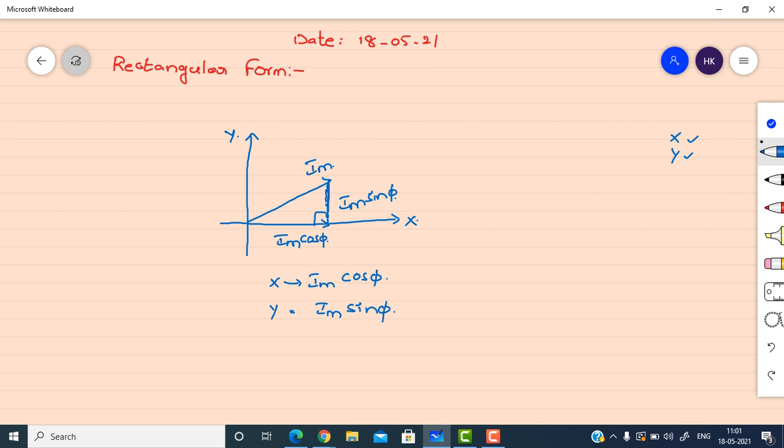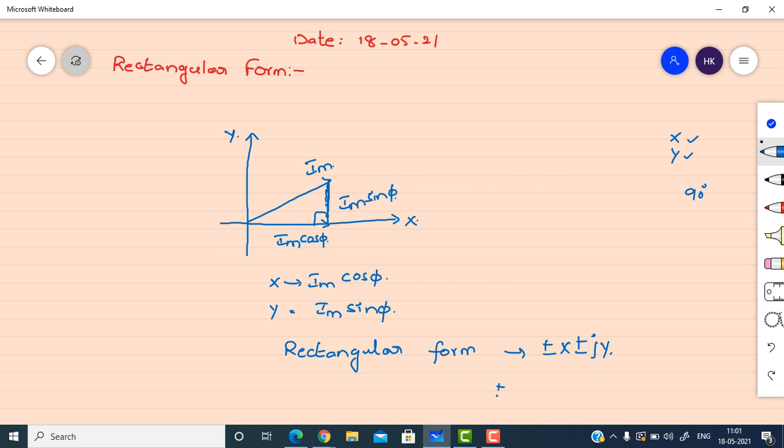So here the x component is Im cos phi and the y component is Im sin phi. If you look at these two components, they are at an angle of 90 degrees. So the total alternating quantity Im can be represented in rectangular form. The representation in the rectangular form is plus or minus x plus or minus jy. Here x is the x component and y is the y component of the alternating quantity.